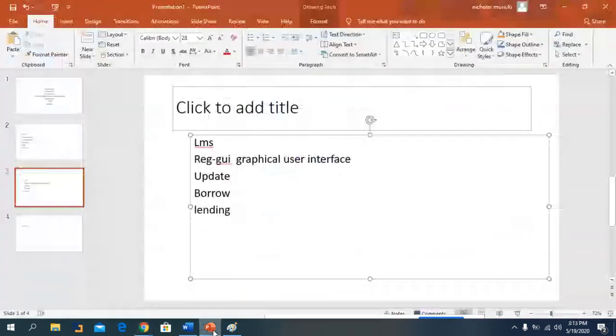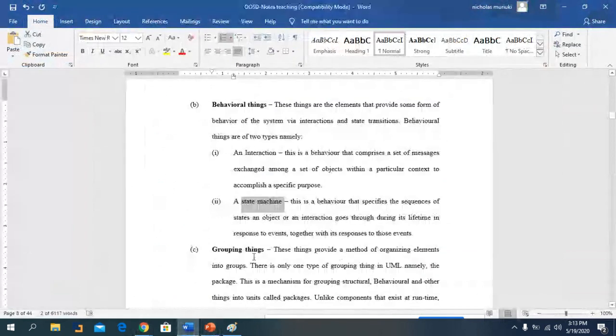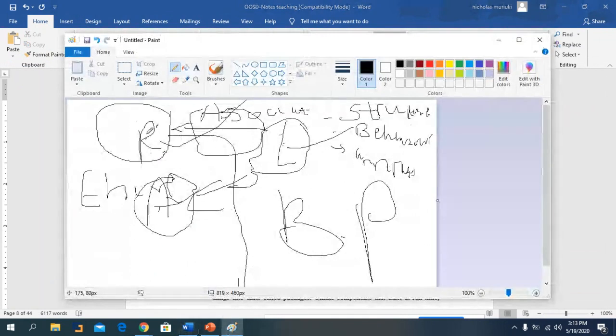So in this case, we can now look at the next one, grouping of things. Grouping, we need to use packages or package diagram to group them or to bring them together. Remember that when you talk about registration, registration has its own function. This one has its own function. This one has its own function. But suppose you say registration has to work together with the lending. You group this as one.